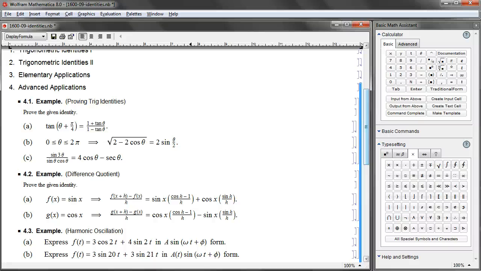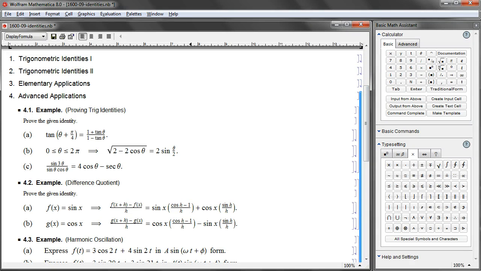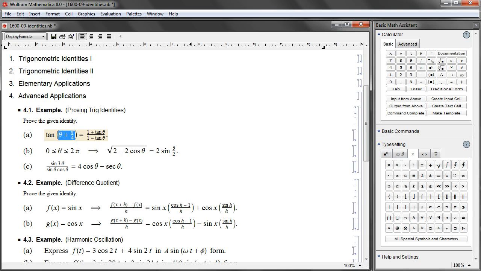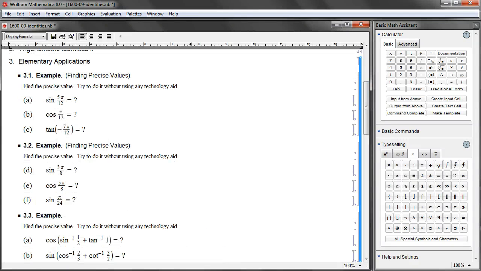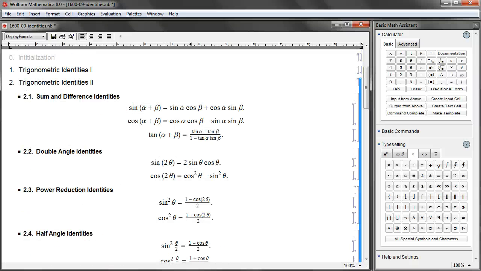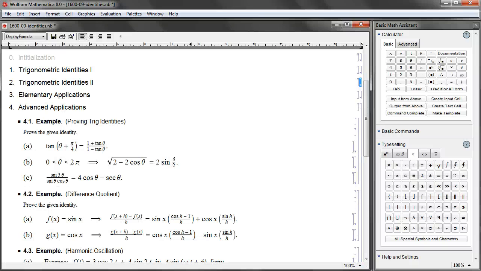Okay, proving an identity using the sum and difference identity. The left hand side is tangent of theta plus pi over 4. So you can use the sum identity for tangent, it looks like. Excuse me, wrong section. Here we go. Sum identity for tangent.